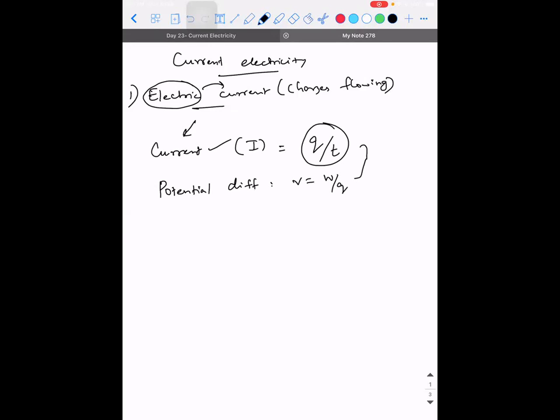Then we have something called drift velocity. What does drift velocity mean? What is the drift velocity formula? Can you guys tell me? Minus E tau by M. Minus E tau divided by M. That's right. So how do you write current in terms of drift velocity? NAeVd.